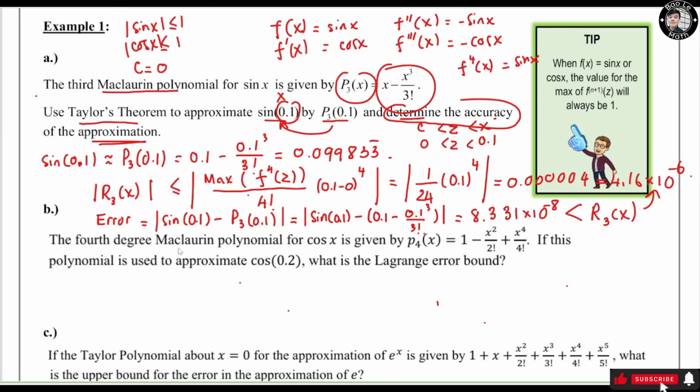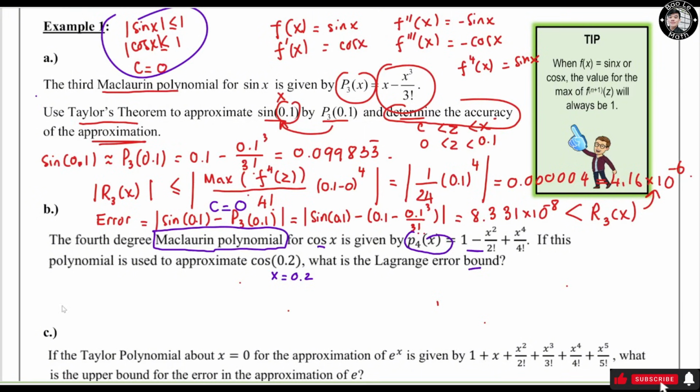The 4th-degree Lagrange polynomial for cosine s is given by this guy. If this polynomial is used to approximate cosine of 0.2, what is the Lagrange error bound? The key information right here is Lagrange polynomial, which means the center c equals 0. Keep that in mind. Now the s value right here is 0.2, and this one is P sub 4.